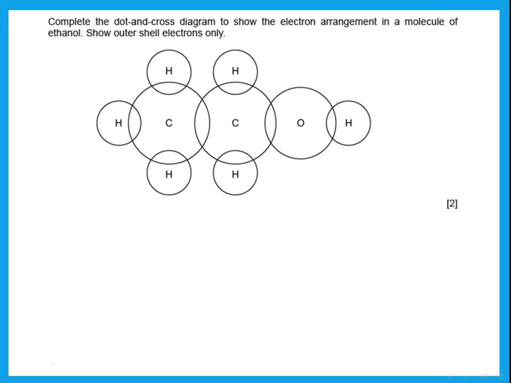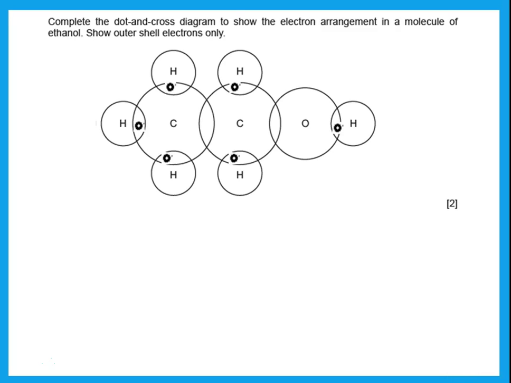Complete the dot-and-cross diagram. Show the electron arrangement in a molecule of ethanol. Show outer shell electrons only. Again, you should realize that each hydrogen is going to donate 1 electron. So each hydrogen donates 1 electron.